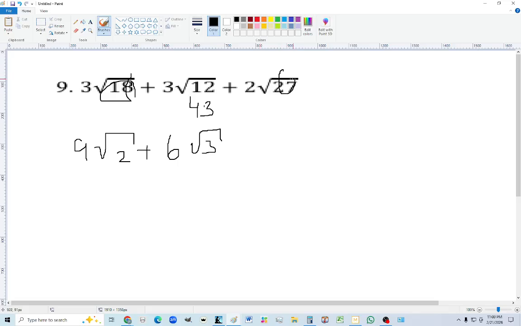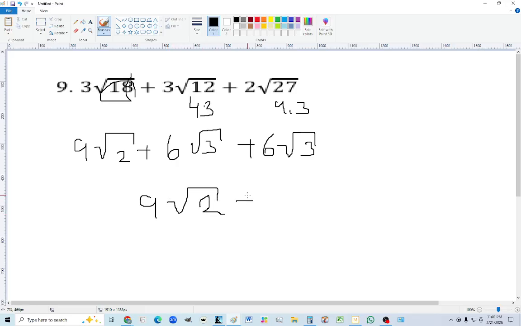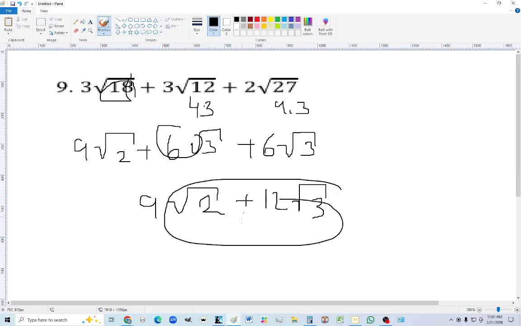This 27 is 9 times 3. 3 comes out times the 2. So you get plus 6 radical 3. So because this is a radical 2 and this is a radical 3, only the radical 3s can be added up. You get 9 radical 2. And what's 6 plus 6? 12. 12 radical 3. That's the simplified answer to that.